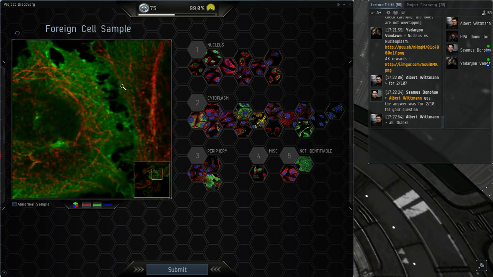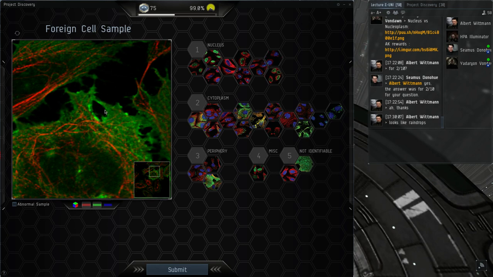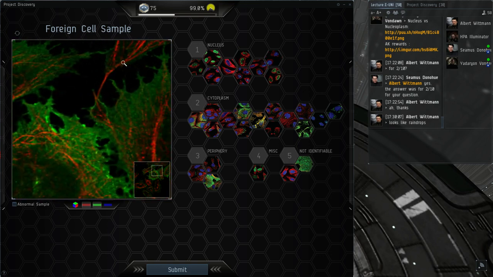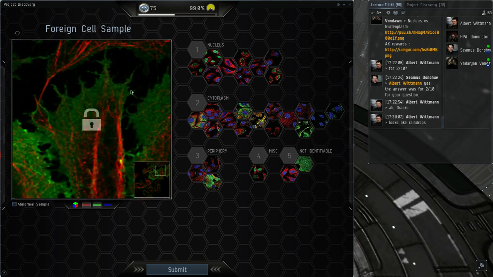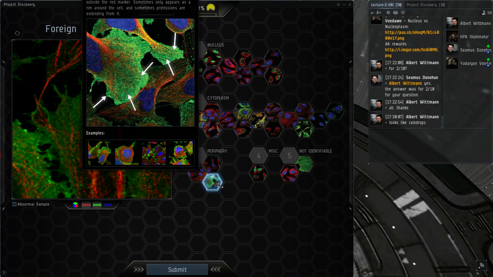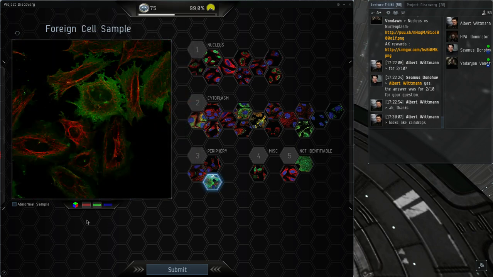We have a very nice staining of the plasma membrane. It's going outside of the cells. We have very nice protrusions. So I'll click plasma membrane. I think that was a really cool one.